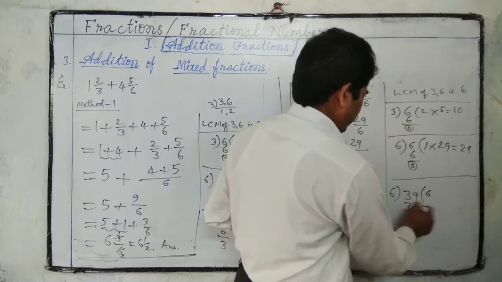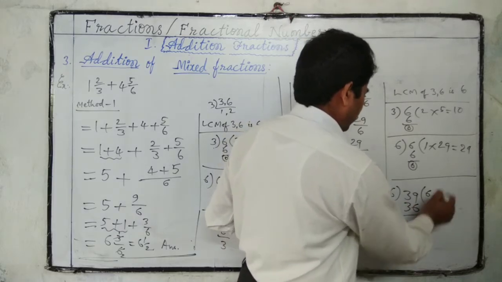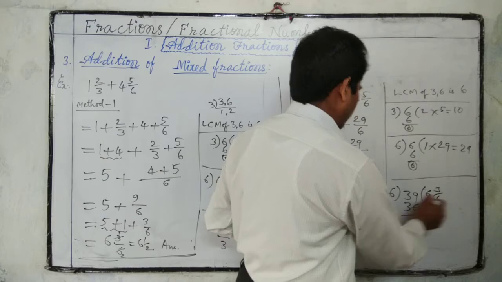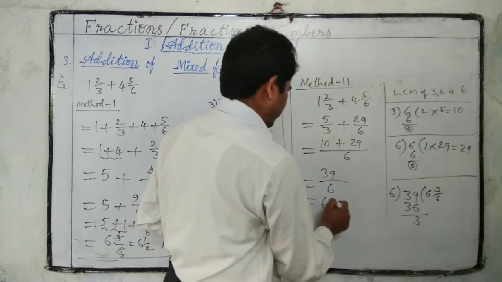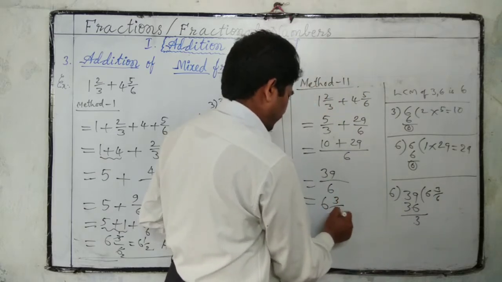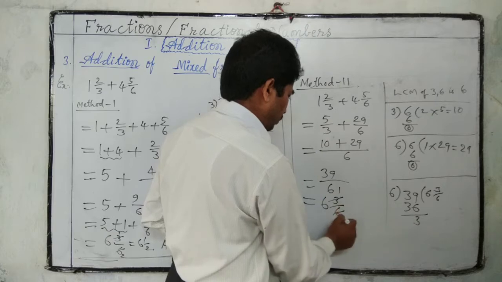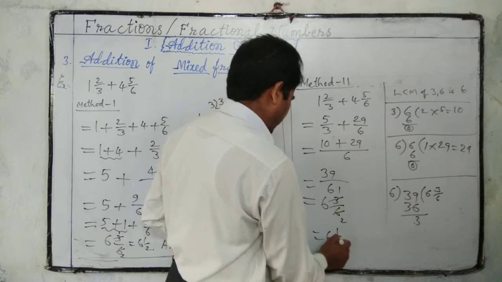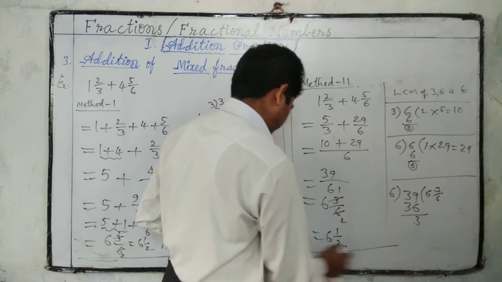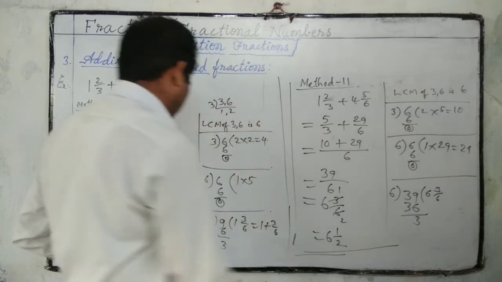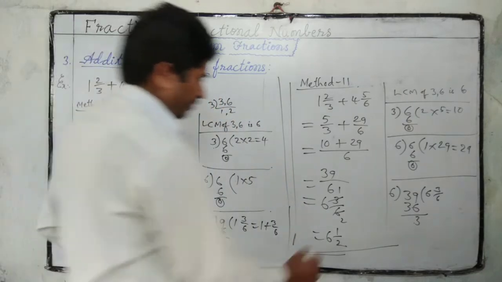6 sixes are 36, 3 left. 6 3 by 6 means 3 ones are 3, 3 twos are 6, 6 1 by 2, 6 and half. So in this case also we got the same answer.